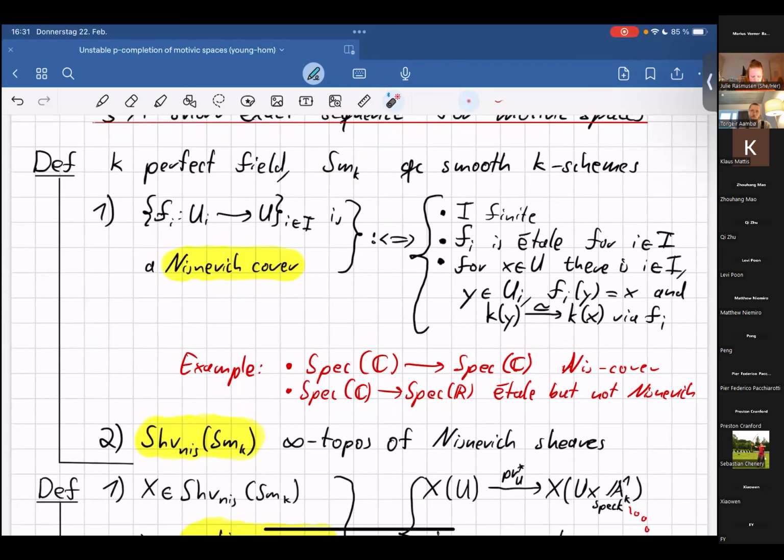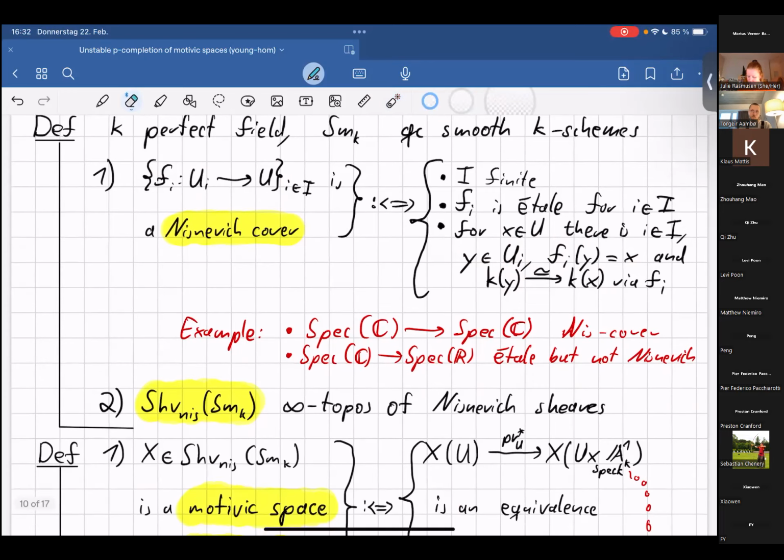And for this, we say that a family of morphisms U_i to U in Sm_K is a Nisnevich cover if this index set is finite, each of these morphisms f_i is étale, and étale is just the algebraic geometric version of covering space, and for every x in U, we require that there's some i in I and some y in U_i such that f_i maps y to x. So this just means that these maps are jointly surjective, but we want a little bit more. We want that actually they have the same residue field via f_i.